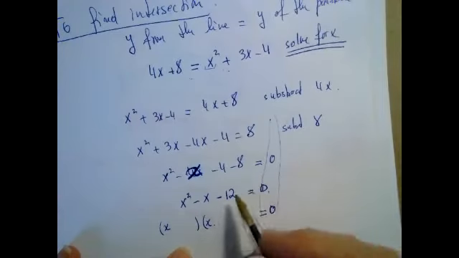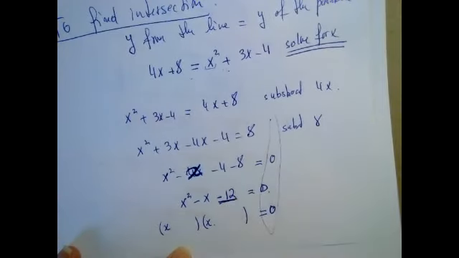What are the factors? What are the two numbers? When you multiply them, you get minus 12. You add them, you get minus 1, basically.